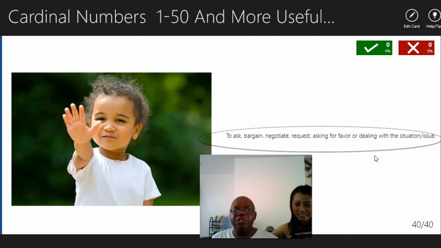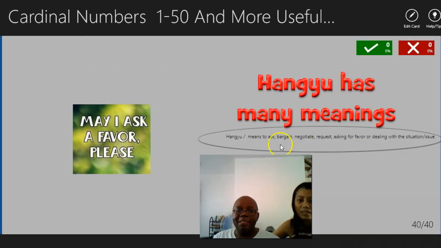Next word or phrase. Now this one is in general. We talked about this one earlier, but I wanted to bring you more information on it. It means to ask, bargain, negotiate, request, asking for a favor, or dealing with a situation. The word is hangyo. It can mean a lot of different things, guys.